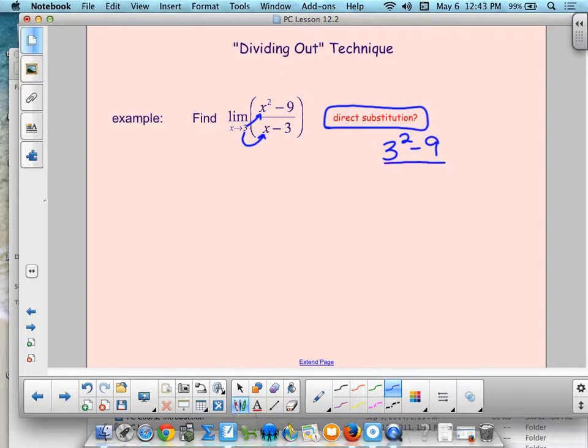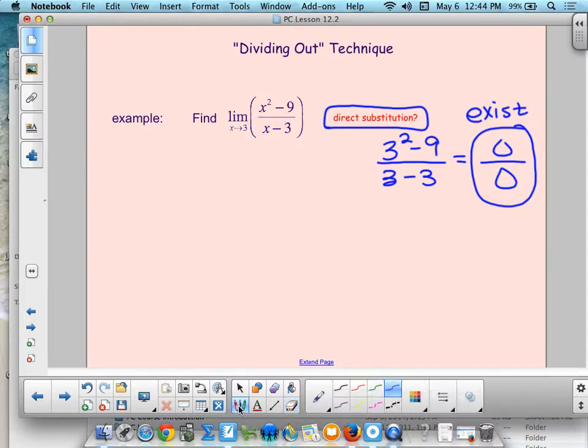3 squared minus 9, 3 minus 3. On the bottom you get 0. On the top you get what? 0. Hey guys, if you get 0 over 0, which you will get a lot, by the way, it doesn't mean that there's no limit. It actually means that the limit does what? It does exist. There is a limit. It's a hole in your graph, and that's why you can't put a number in and get the answer out. So, you need to do something algebraically.